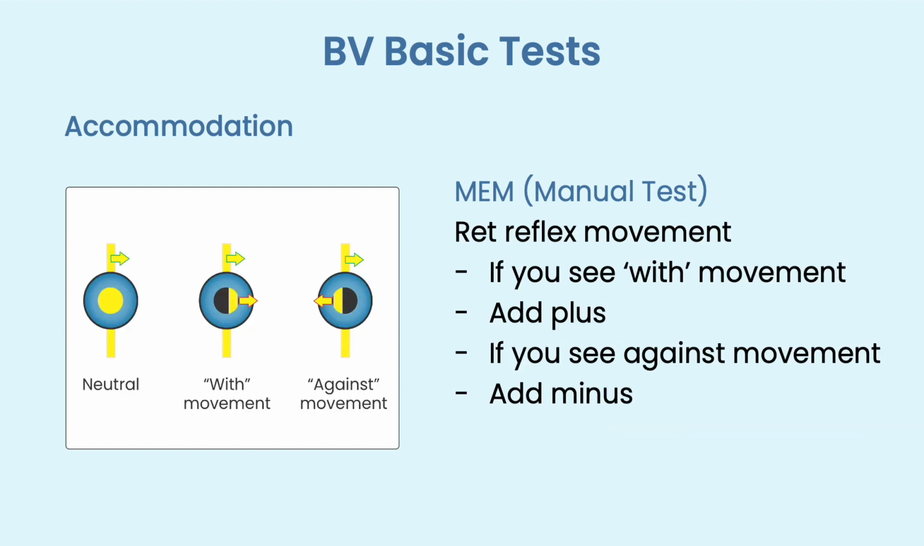We hold the retinoscope with MEM cards 40 centimeters away from the patient's eyes and use the loose lenses or flippers to neutralize the patient's reflex while they name the pictures or read out the words. We look at the ret reflex movement. If we move the light from left to right and the response is neutral, we don't have to add any plus or minus lenses. If we get a with movement, we need to add plus. And if we get an against movement in the pupil, we need to add minus.